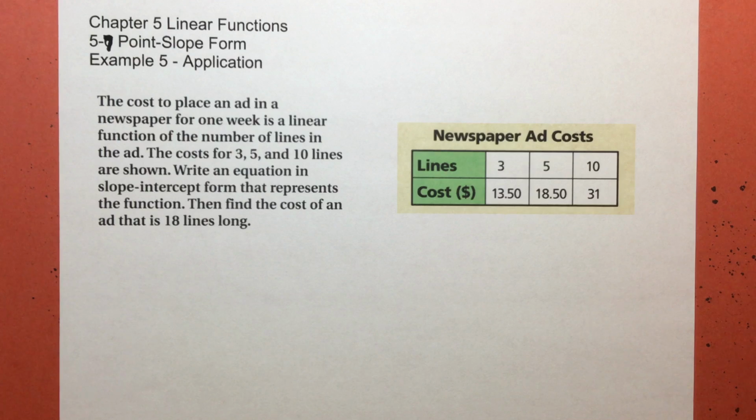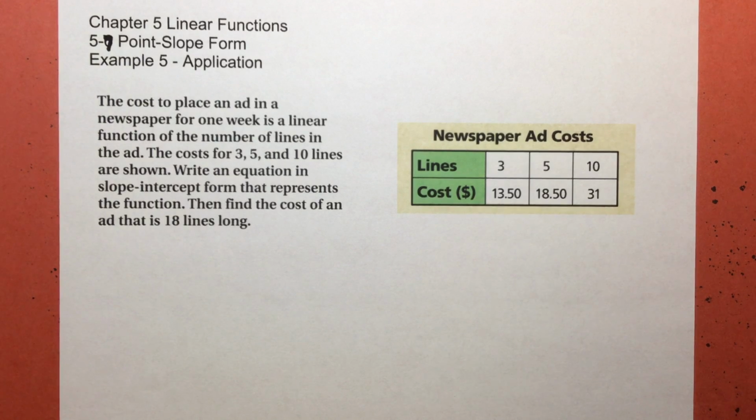Point slope form. Our final example, we're going to find out if we have some points from a linear function, can we write that linear function and use that in order to make predictions for other values that would be missing from our table? Okay.